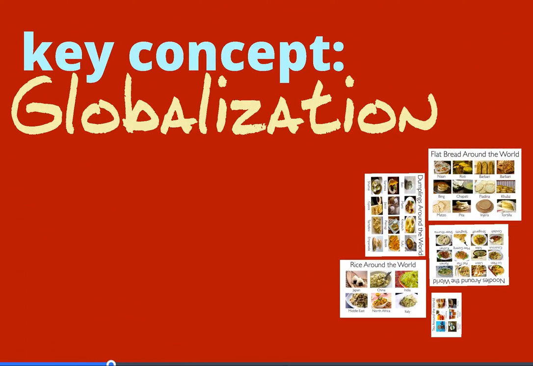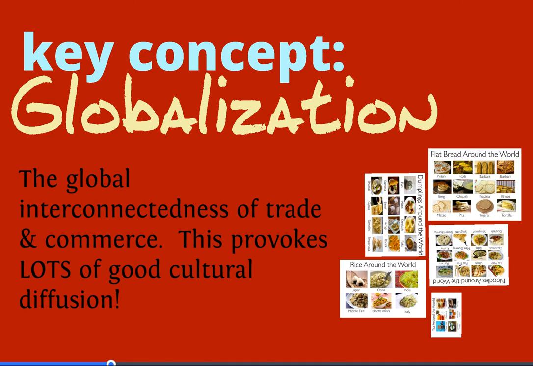Another really key concept, one that we touched on yesterday as we were building our maps of the modern Silk Roads, is globalization. So Unit 3 can be thought of as the first era of globalization, where civilizations across the Eastern Hemisphere become unified in a single economic system. And globalization is simply the global interconnectedness of trade and commerce.